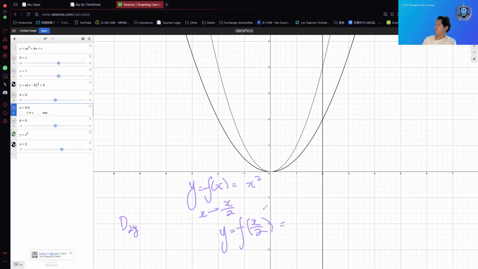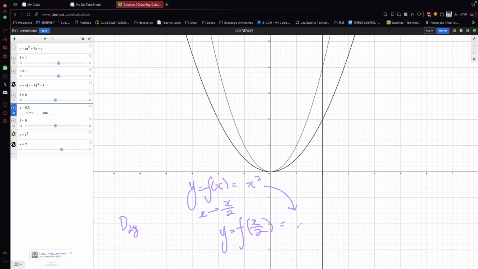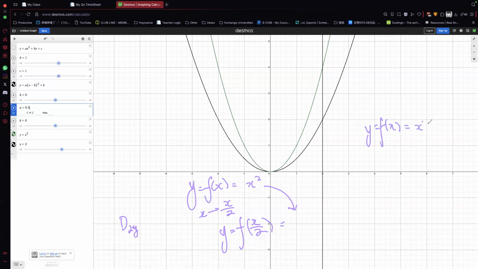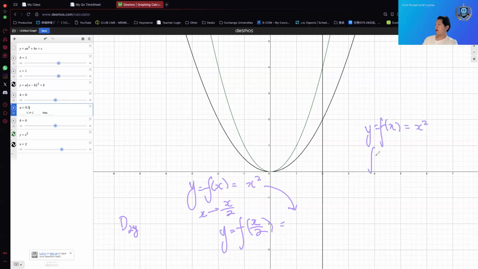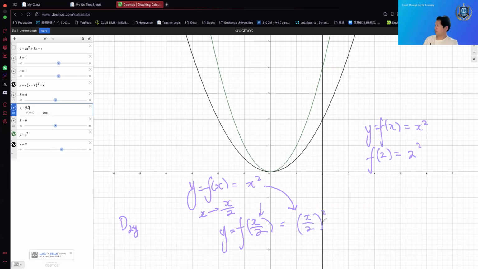Now tell me, if it's x on 2 here, what becomes of this? You know that if I have y equals f of x, which equals x squared, and I decide to do f of 2, what happens? I'm replacing x with 2, so I become 2 squared. It's the same thing here. I replace my x with x on 2, and I get x on 2 all squared, which when I expand it becomes what?